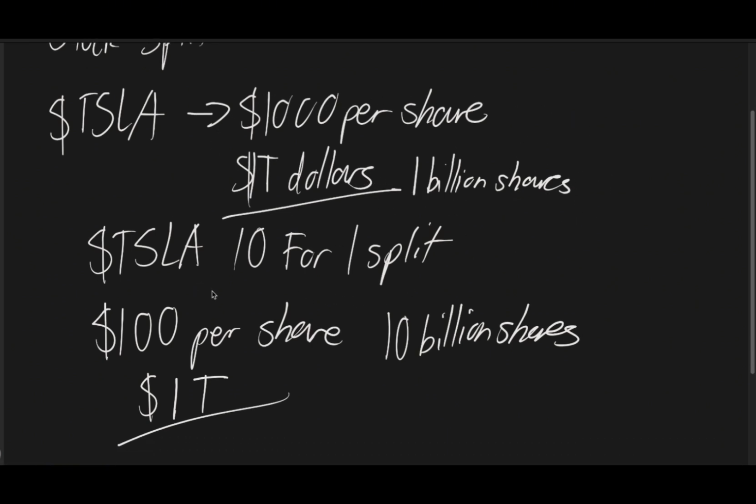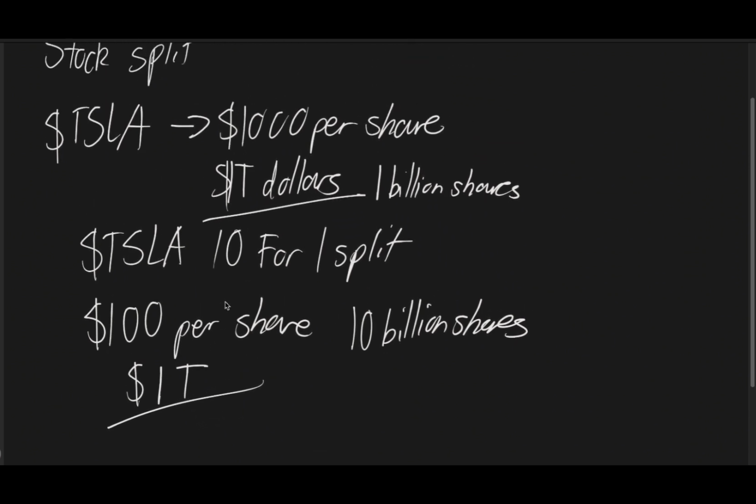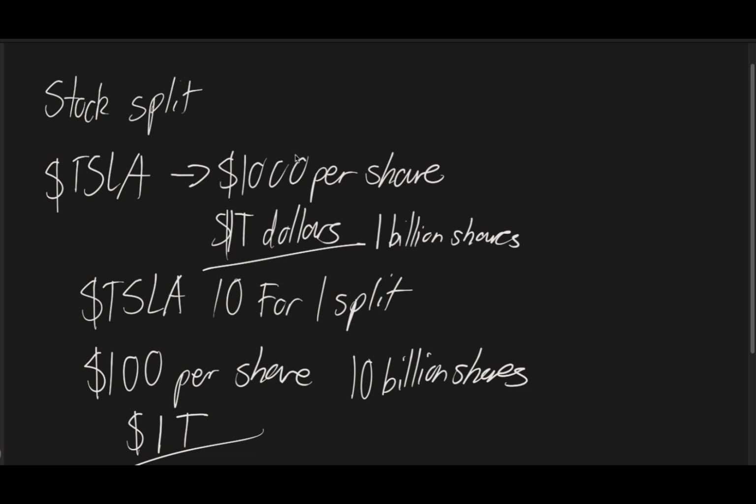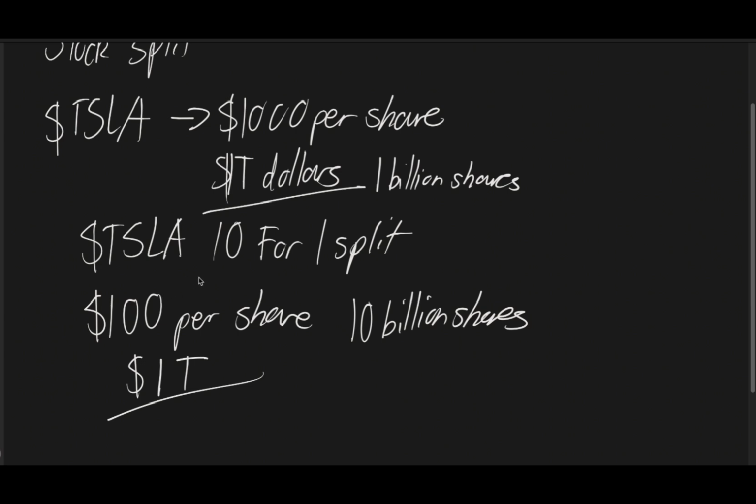So companies do this to make their stock more affordable to other investors. Like, for example, not everyone has $1,000 to invest. So excluding fractional shares, these investors would now be able to invest in Tesla at $100 per share. And so it opens up, first of all, more investors can invest in Tesla, and second of all, it provides liquidity to the market as more shares are available to be traded, which can improve liquidity.